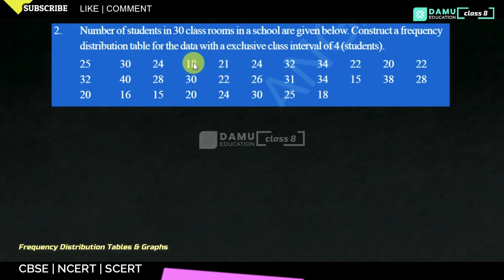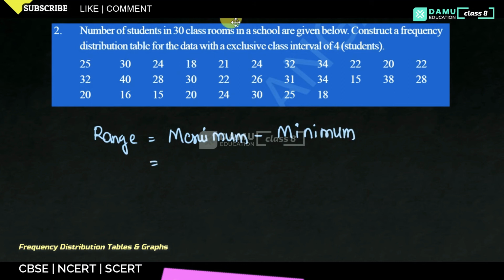So here we need to find, first of all, the range. What is meant by range? Range is the maximum value minus the minimum value of the given values. What is the maximum value here? It is 40. Then what is the minimum? The minimum is 15. 40 minus 15 gives 25. So we found the range.